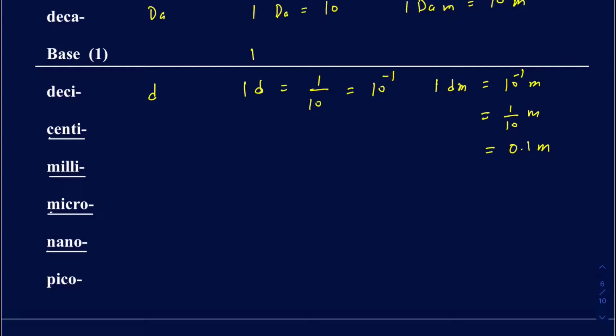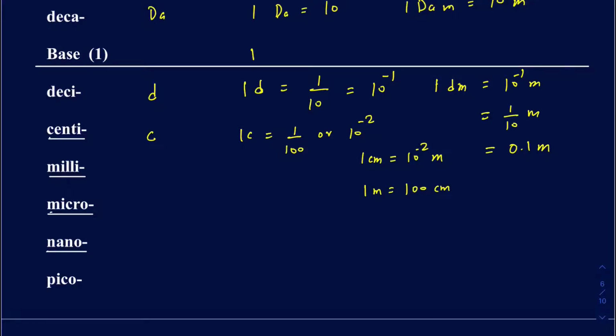And centi has a lowercase symbol, lowercase c. 1 centi is equal to 1 over 100, or another way of saying it, 10 to the minus 2. So if I have 1 centimeter, it literally means 10 to the minus 2 meters. And another way of writing this famous conversion factor is 1 meter is equal to 100 centimeters.